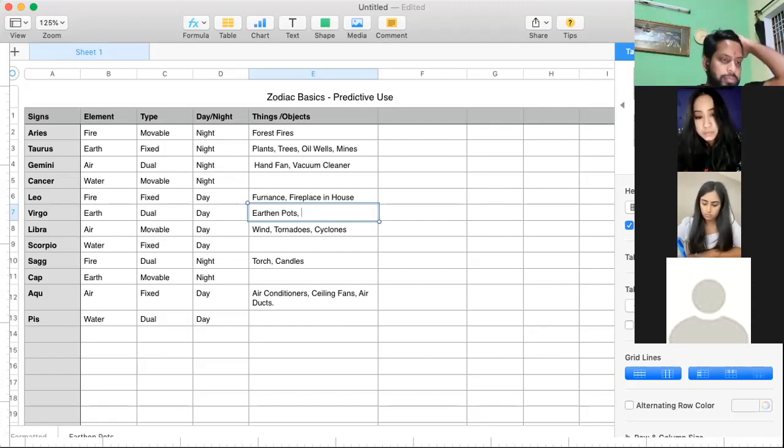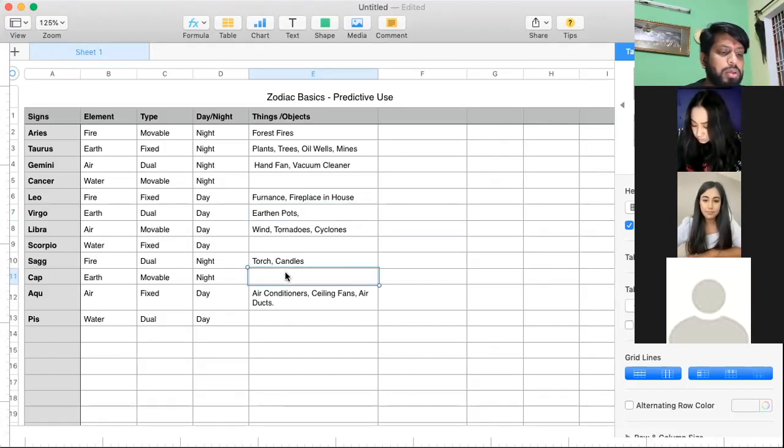Okay. Any confusion, Angela? Earth is earth, movable. Okay. Thank you, Angela. Okay, farms, orchards, these are the things which can be movable.